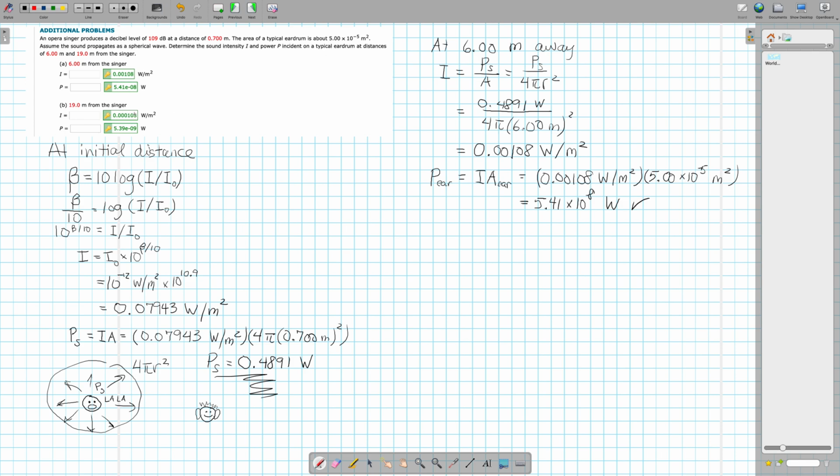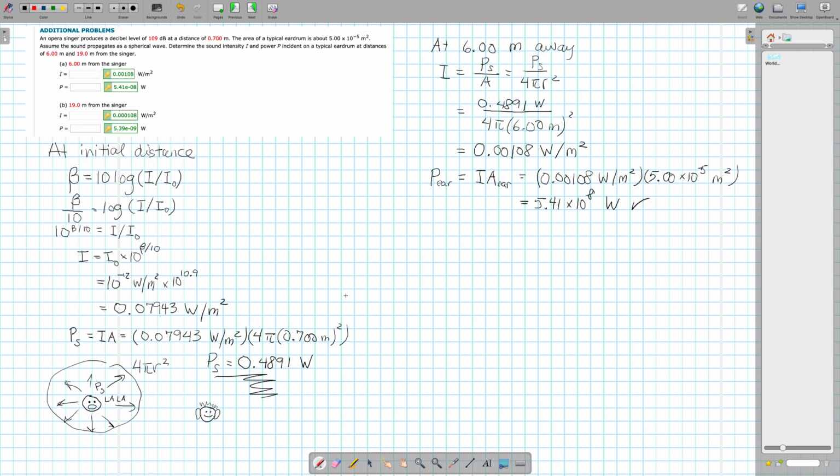All right, and you can repeat the same process for part B, just use 19 meters instead of 6 meters when you calculate the intensity. And then use that new intensity again with the area of the eardrum.